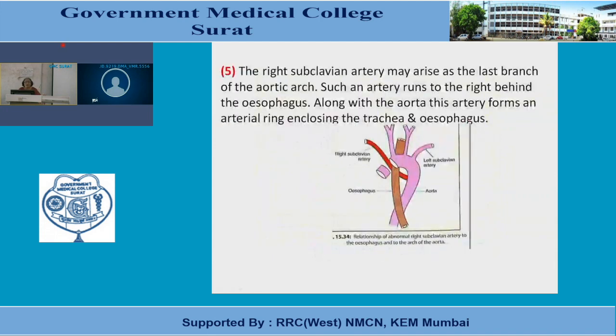Now, the fifth important anomaly of the pharyngeal arch arteries is that the right subclavian artery may arise as the last branch of the aortic arch. Such an artery runs to the right behind the esophagus. So this is the esophagus. You can see in the given diagram this artery lying behind the esophagus. This is the aorta. Along with the aorta, this artery forms an arterial ring enclosing the trachea and esophagus.